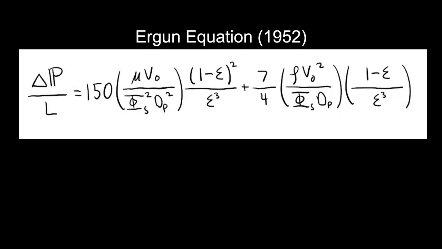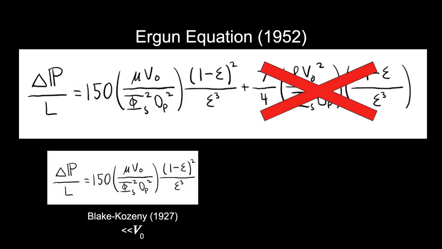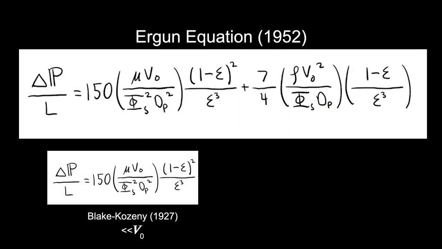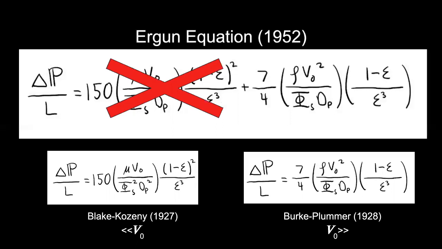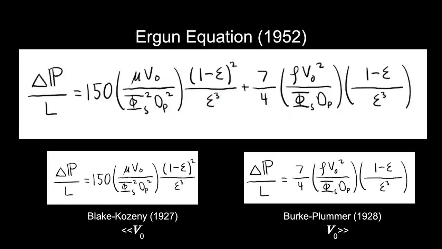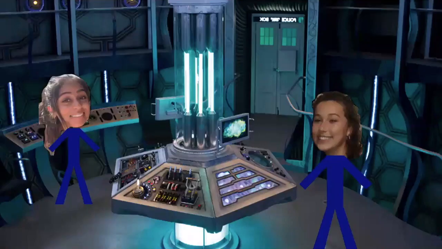It tells us the pressure drop along the length of the packed column and accounts for both laminar and turbulent flow. If the velocity is small, this reduces to only the first term, or the Blake-Kozeny equation, and if the velocity is large, it reduces to only the second term, called the Burke-Plummer equation. Ergun's equation is actually the most popular, even though the main thing he did was just combine the two equations that were already derived many years before.